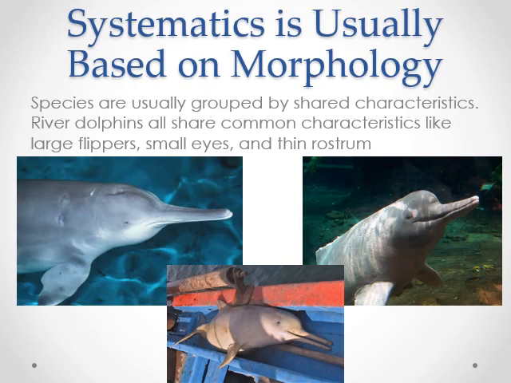Now we're going to talk a little bit more in depth on how to make those trees more refined, so they're not just a random shot in the dark hypothesis of how these are related, but they've got some evidence to back them up. Most of systematics, which is all about describing how these organisms are related to each other, is based on morphology. Species are usually grouped together by shared characteristics.